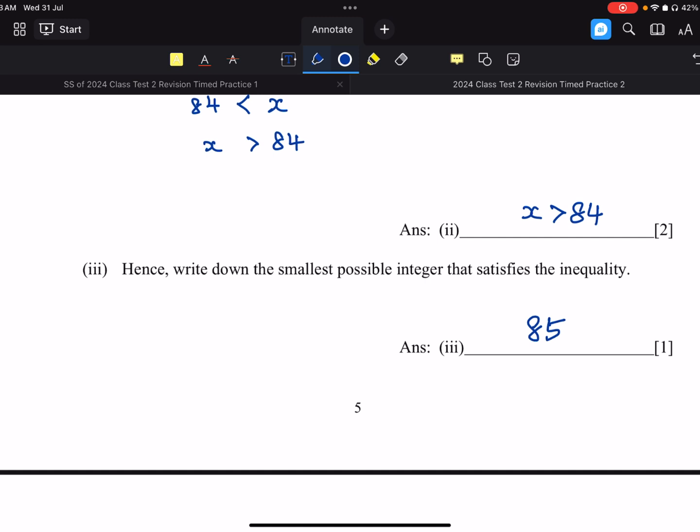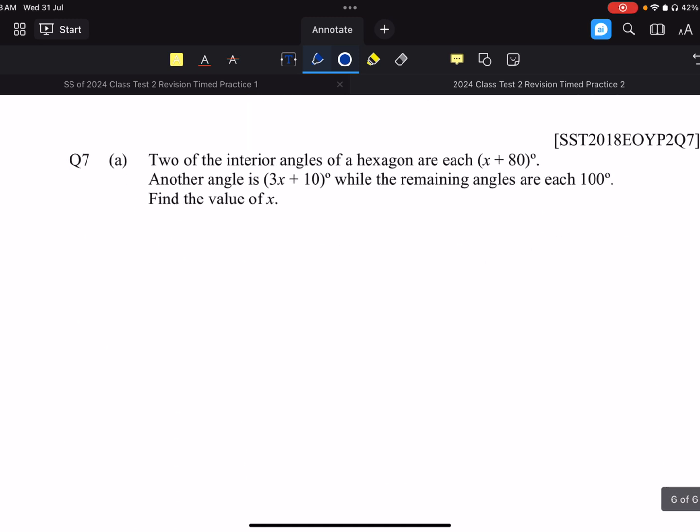Okay. Right, moving on. So here we have 2 of the interior angles of a hexagon being x plus 8. Another angle is 3x plus 10, while the remaining angles are 100, right? So what happened? 2 of them is this. 2 of the interior angles is this. 1 more is 3x plus 10. So I've used up 3. I have 3 left, right? So what happened is I have 3 of 100.